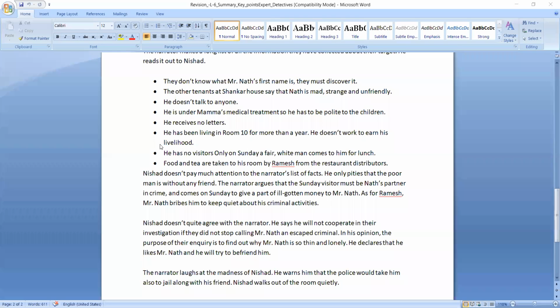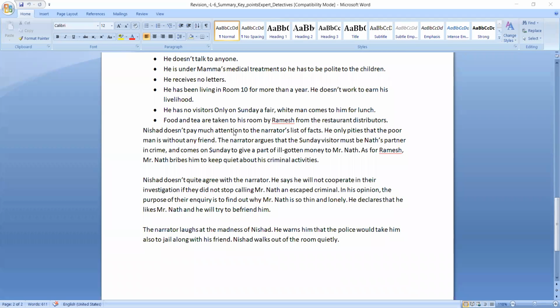Nishad didn't pay much attention to the narrator's list of facts. He only pitied the poor man, who was without any friend. He felt bad that poor Mr. Nath had no friend.